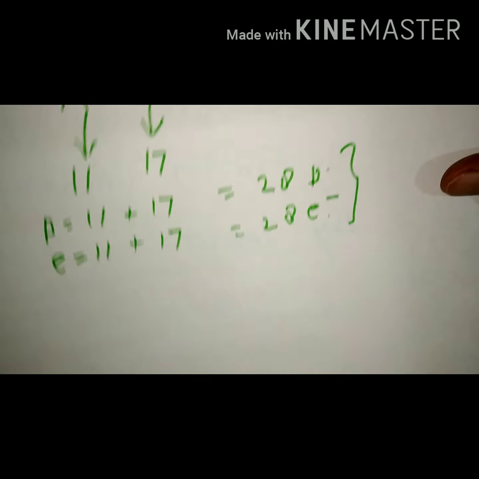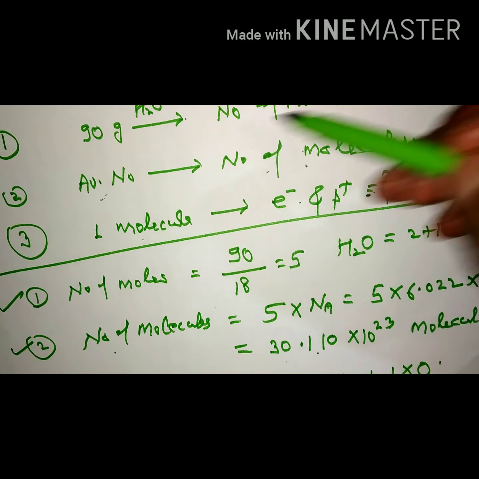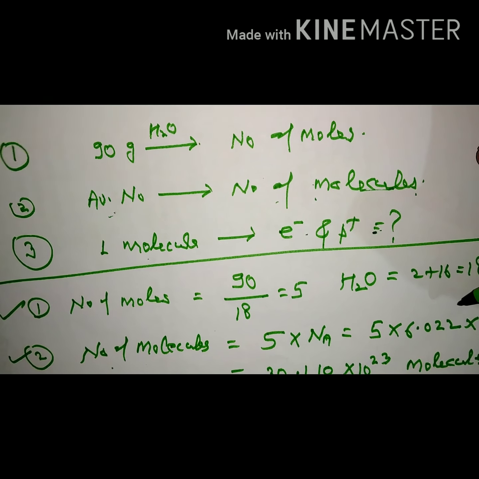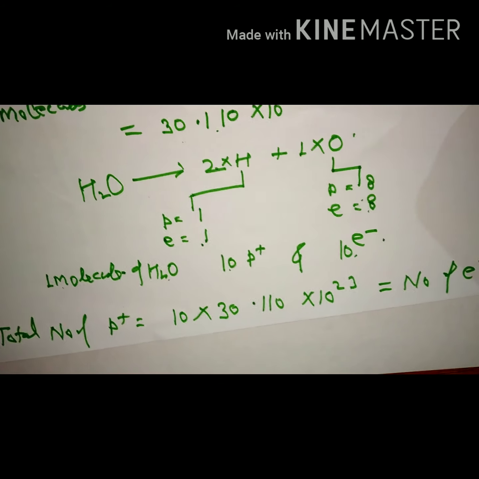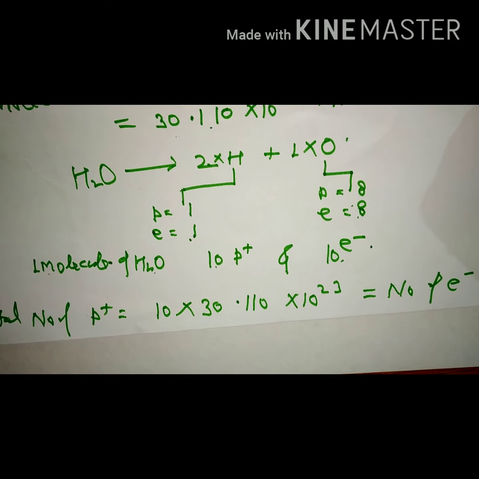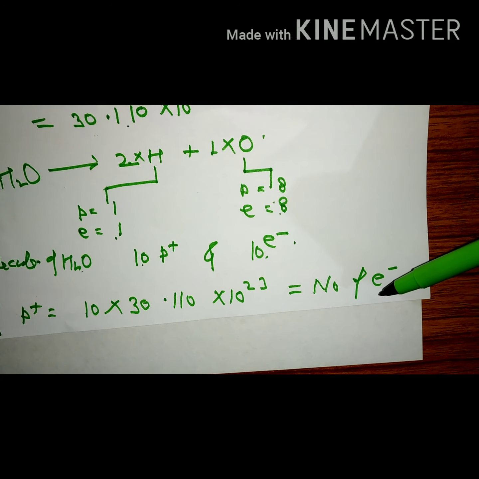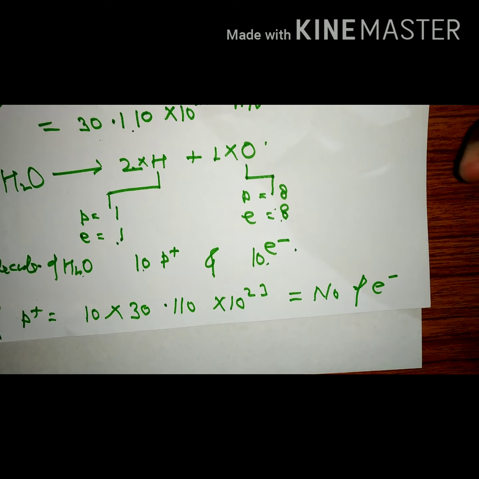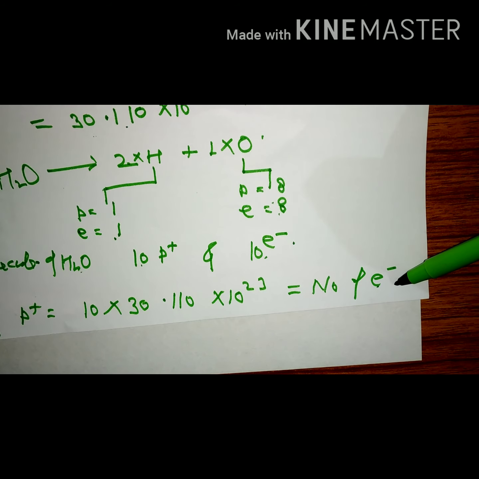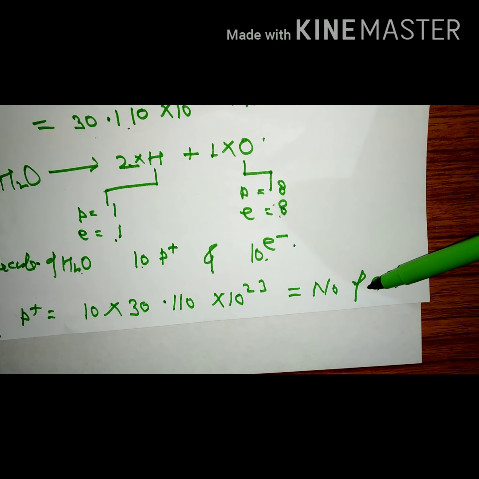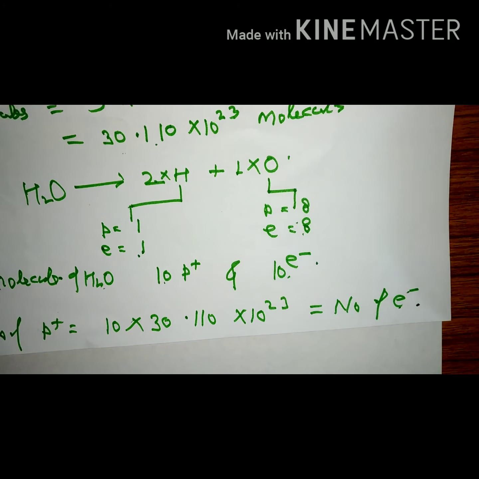In the second part, I can raise the question: in the previous question, 90 gram water, how many protons and electrons were there. Now the question can be changed. What is the total negative charge in 90 gram of water? Had it been asked what is the total charge in 90 gram of water, we will follow the same procedure and find the number of electrons. So this is the number of electrons, 10 into 30.110 into 10 to the power 23.